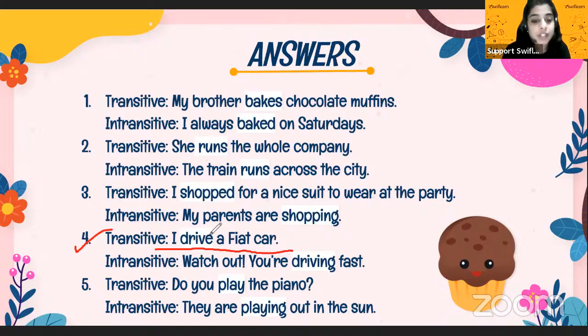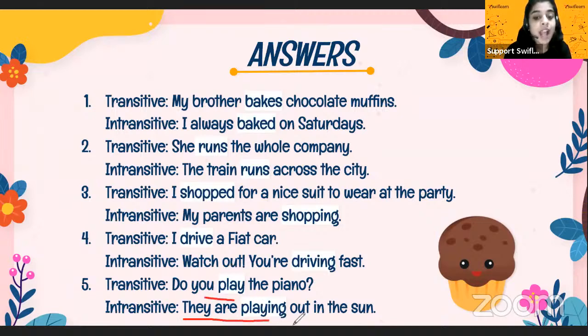I drive a Fiat car. What do I drive? Fiat car. I have the object. Watch out, you are driving fast. No object. Last one. Do you play the piano? What do you play? I play a piano. Again, I got the answer to what. So my verb play is transitive.